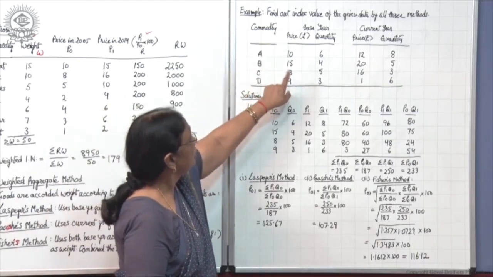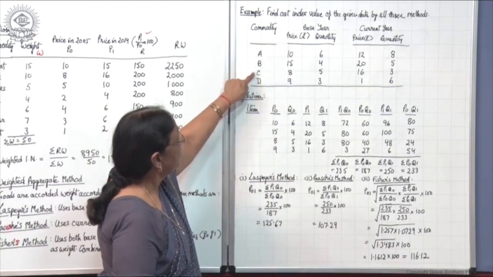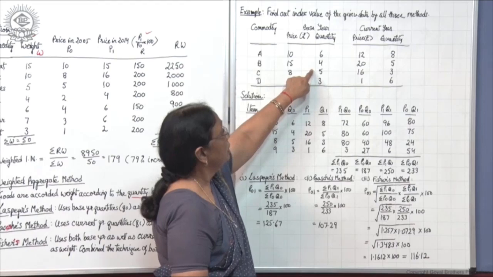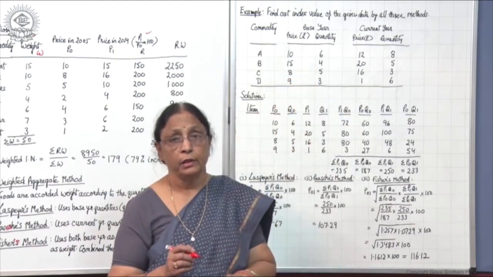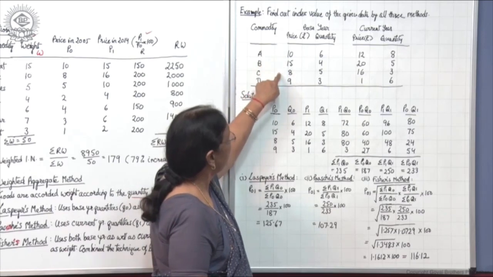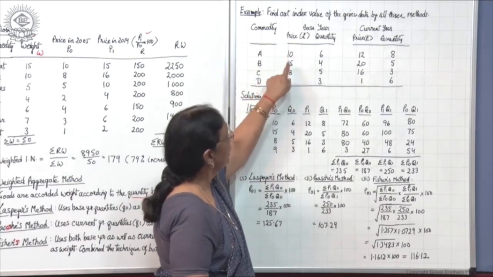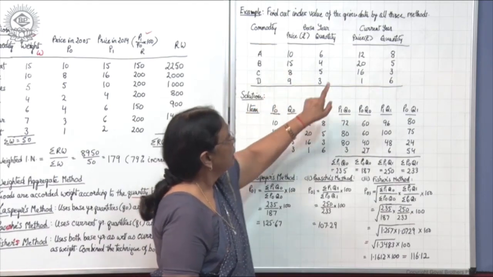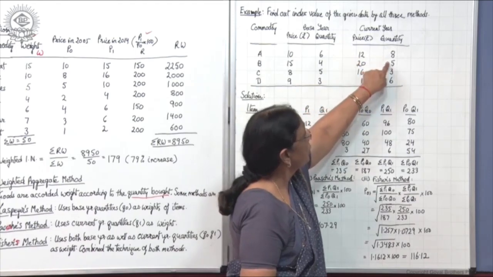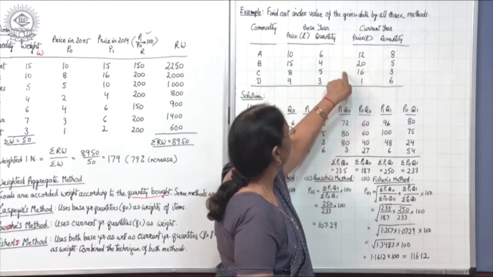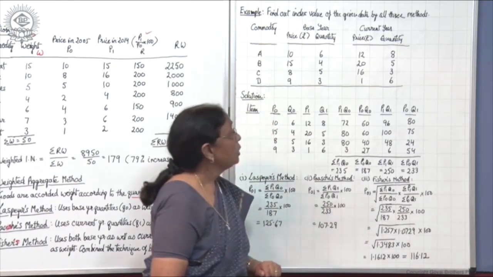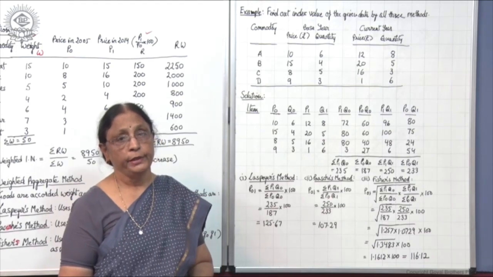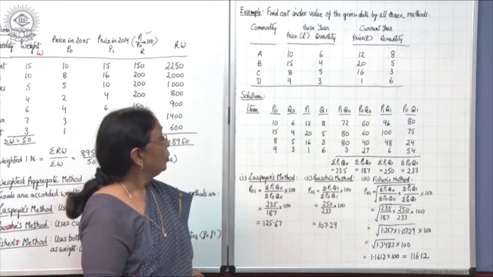Now this is the data given to you: commodity A, B, C, D, base year, price and quantity. Here not weight but quantity is given. So base year price is given. At this price, this is the quantity demanded. At this price, this is the quantity demanded. And the current year, this is the price, this is the quantity demanded, this is the price, this is the quantity demanded. So weights are assigned here on the basis of the quantity demanded. Keep this in mind.